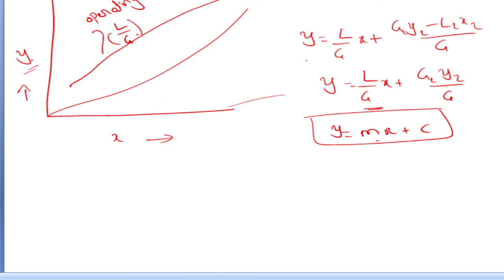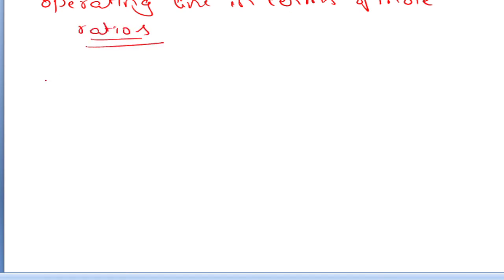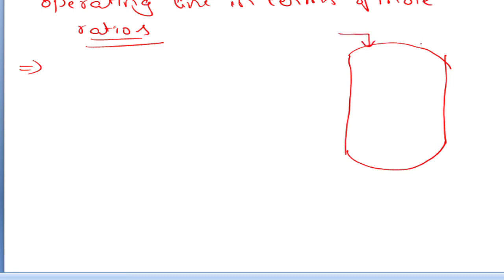And now if I want to write down this equation, the operating line, in terms of mole ratios, how can I do that? Similarly, you already know the column. So you remember this. Now we don't require mole fractions and all. I'm only interested in mole ratios.